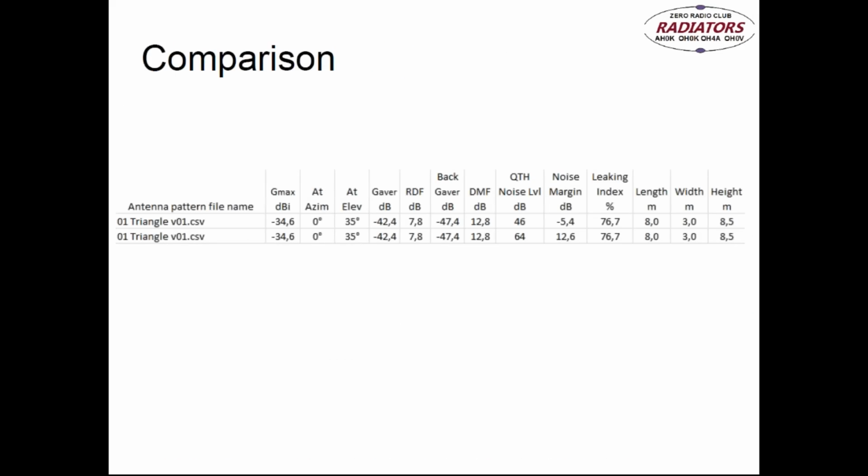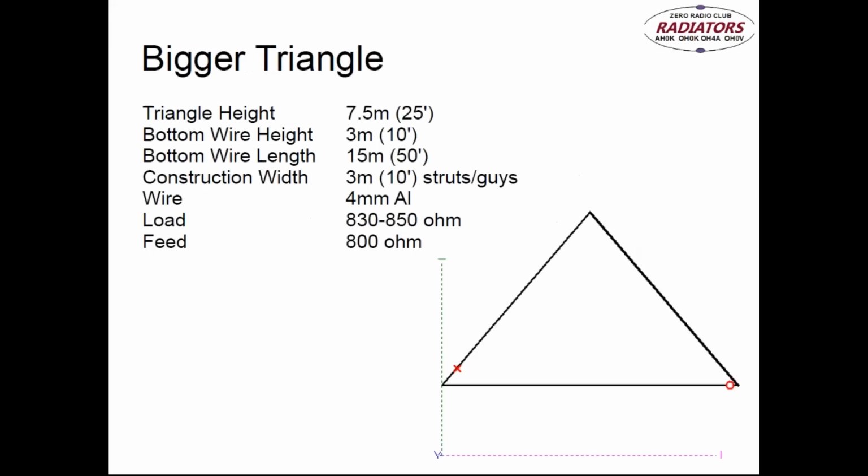So we were left here with an antenna that has a noise margin like this, with this kind of QDH noise levels, and DMF is now the new figure, and this RDF, everybody recognizes this 7.5 to 8 dB RDF for this type of antenna. But DMF is now completely new, and also the noise margin is completely new, and it's based on noise level at the QDH, with the QDH properties, and then leaking index. I think this is the worst antenna that we have here, this single triangle.